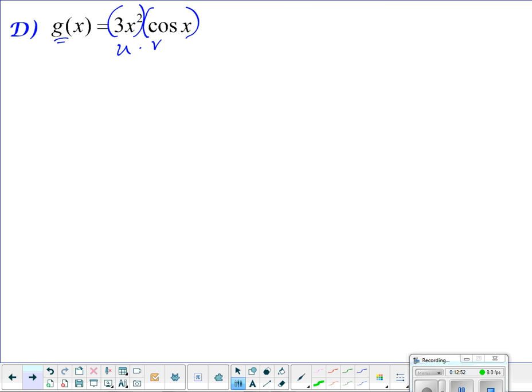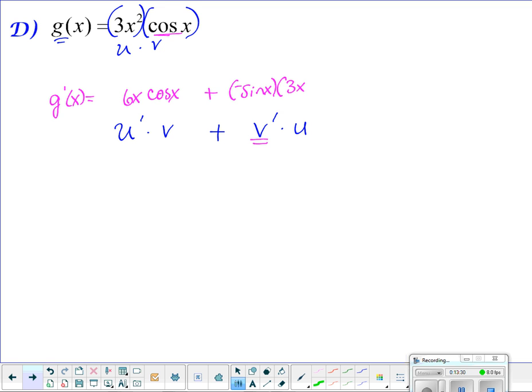So the product rule will say derivative of the first times the second plus derivative of the second times the first. G prime, let me switch ink. Here we go. G prime of x. Take the derivative of your first term, 6x, multiplied by the second, which will be cosine x. Add derivative of the second term. Derivative of cosine switches to negative sine x, multiplied by the first as is, which would be a 3x squared.